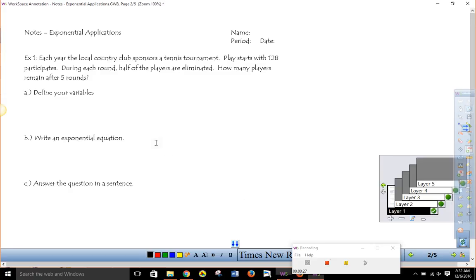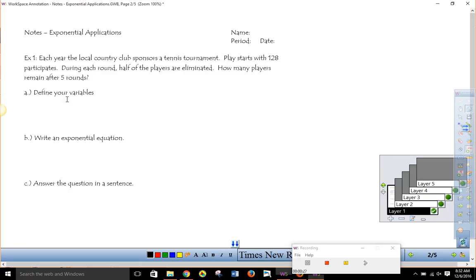Alright, so each year the local country club sponsors a tennis tournament. Play starts with 128 participants. During each round, half of the players are eliminated. How many players remain after 5 rounds?